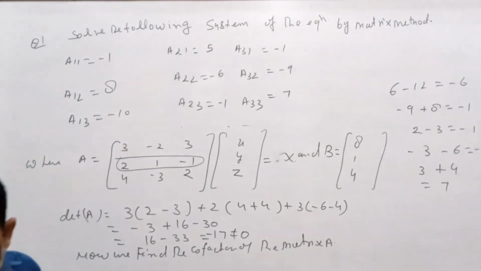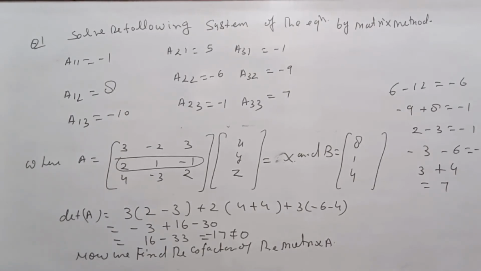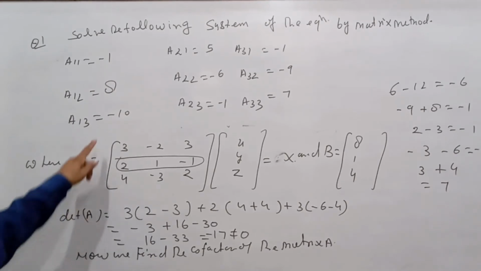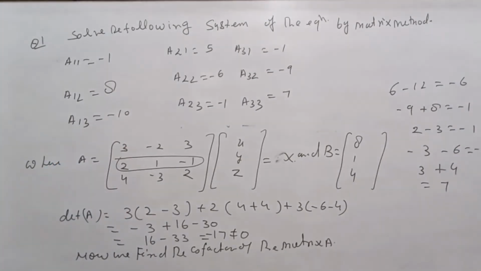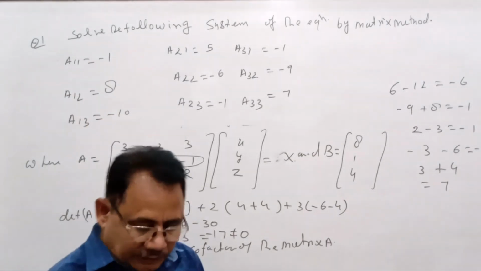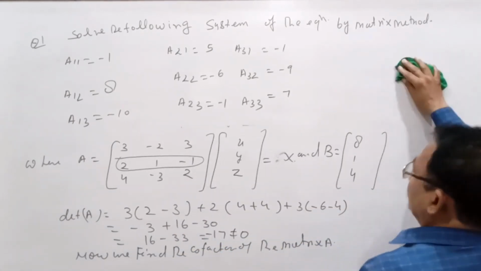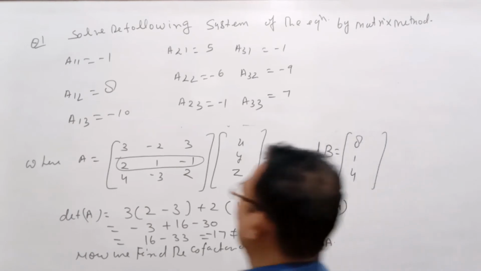Here we check the cofactor very carefully. That is, we check again: -1, -8, -10, 5, -6, 1, -1, 9, and -7. Now we find the minor, and we change these minors into the cofactors.